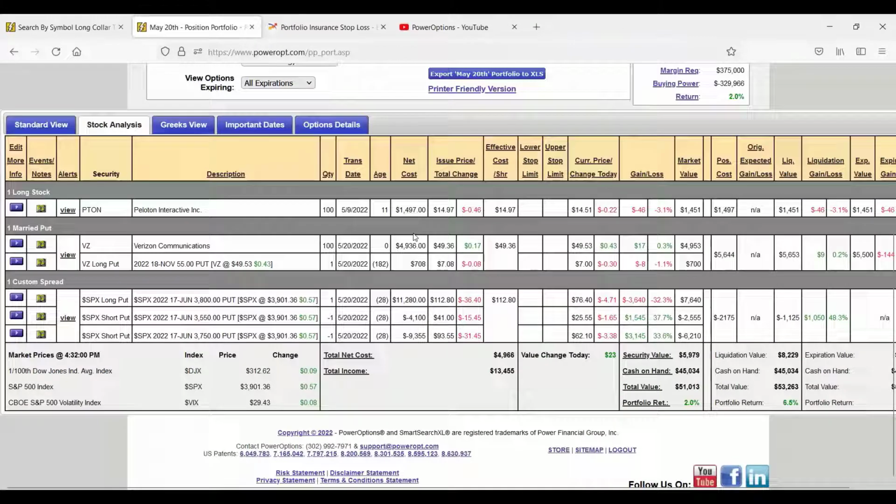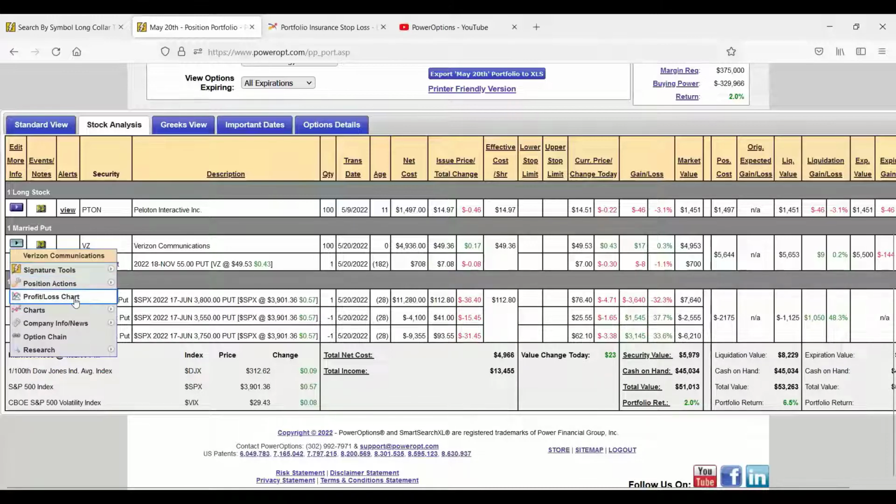Now for Don. We just sort of saw that a little bit, but Don had a question. How can I see the expected put value out in time if I open a married put position on Verizon? Well, I entered Don's question in: position, 100 shares of Verizon at $49.36, and at the time, the 18th of November, $55 put at $7.08.